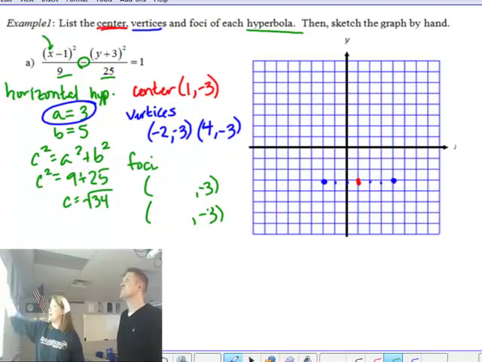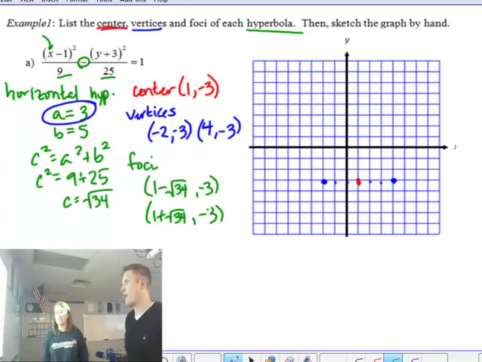So again, I'm going to take the center, 1, minus the square root of 34, and 1 plus the square root of 34. Now, I don't actually need the foci to be able to create a picture. Mr. Madsen was talking a little bit about that B value and how important that is. So let's go back to this B value and the A value for our picture.